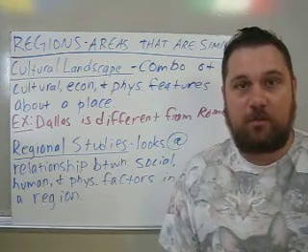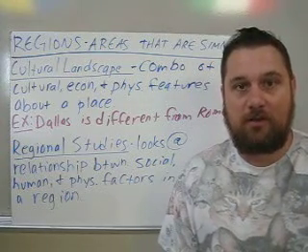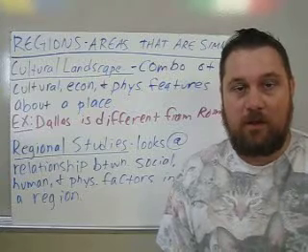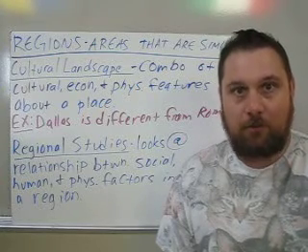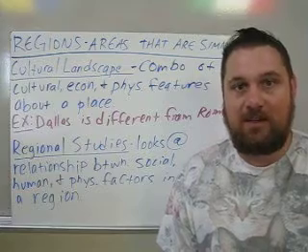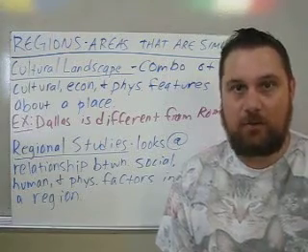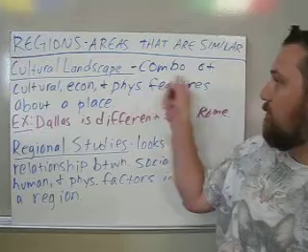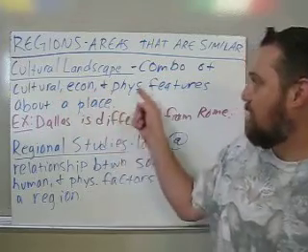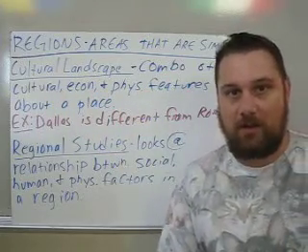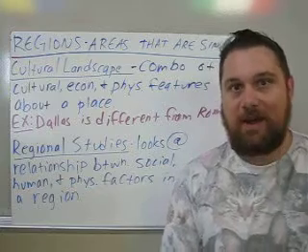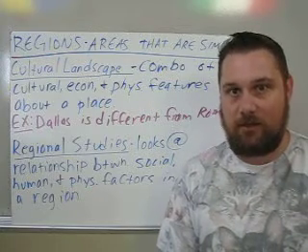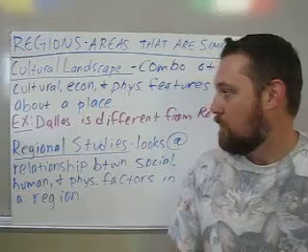So regions. Regions are areas with similar characteristics. The first definition that you need to know from this little bit is the cultural landscape. Cultural landscape is the combination of cultural, economic, and physical features about a place. It's basically the impact that humans have on their surrounding environment.